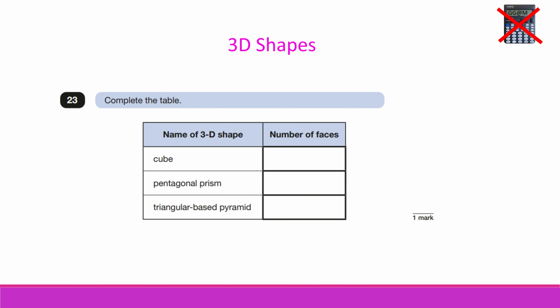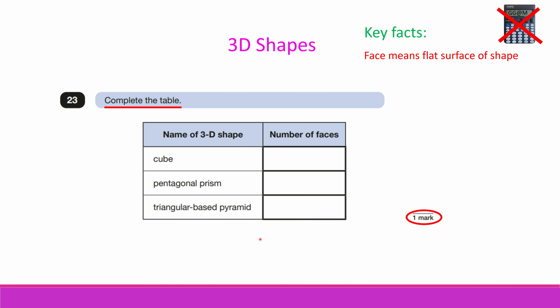This is a question on 3D shapes, and the question says complete the table. In the table you're told the name of the shape, and you've been given the names of the shapes here. You've got the number of faces and you've got to write the answer in these boxes here, and this will give you 1 mark for getting all 3 of these numbers correct. So your key fact, you need to know what this word here, faces, means. A face means a flat surface or shape. So how many flat surfaces are there on the shape?